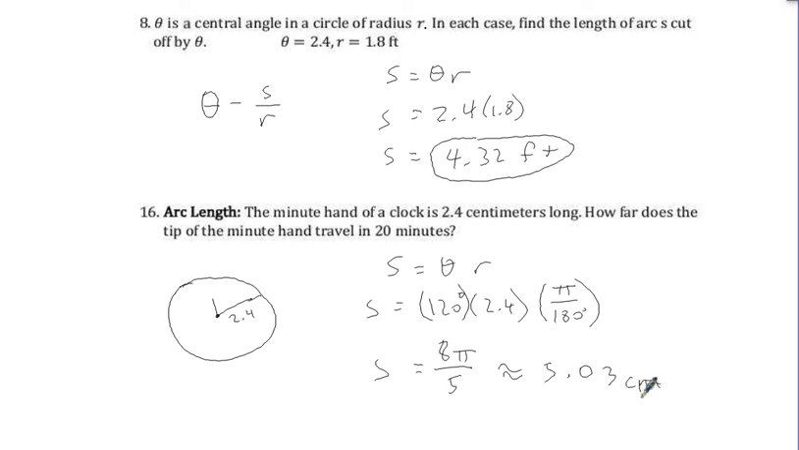Now, because this is a real-world question, your answer in a decimal approximation with the units makes more sense than 8 pi divided by 5, or 8/5 pi. You know, what does 8/5 pi centimeters look like? How do you measure that? That's much more challenging than 5.03 centimeters. So a decimal answer makes sense here for that reason.